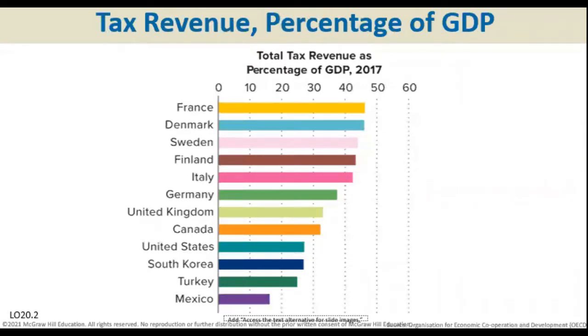This global perspective shows the tax revenue, or a nation's tax burden, as a percentage of GDP for selected industrialized nations in 2017. The United States has a very moderate tax burden compared to the other nations. Yes, it's even below Canada.